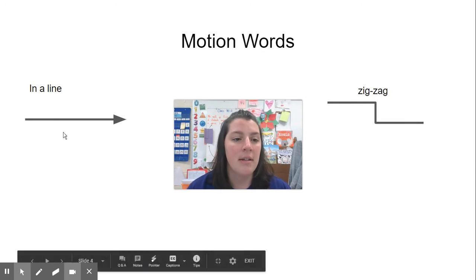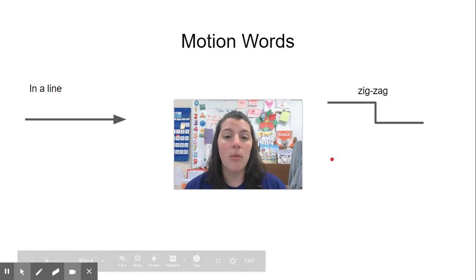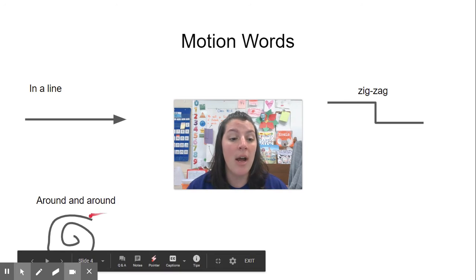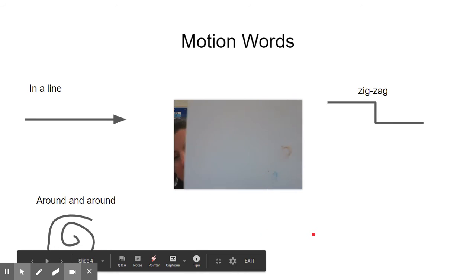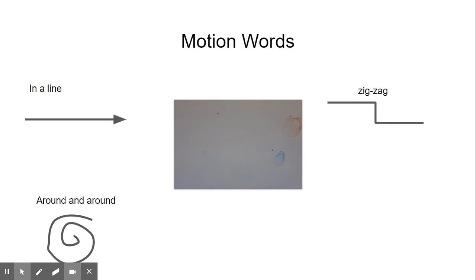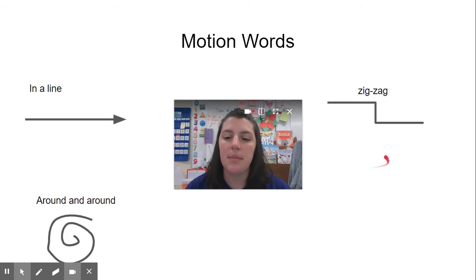Look at this line. Over here, when we said in a line, it was straight in one direction. When we said zigzag, it kind of went back and forth a little bit. Another word I heard someone use was around and around. Their top was spinning around and around like that. I noticed mine doing that when I used those special marker tops. Look at the drawing it made. I can tell that it was moving around and around by the circles it drew.